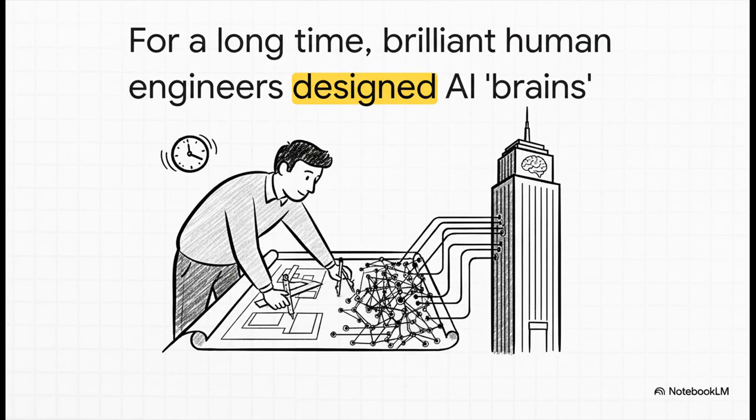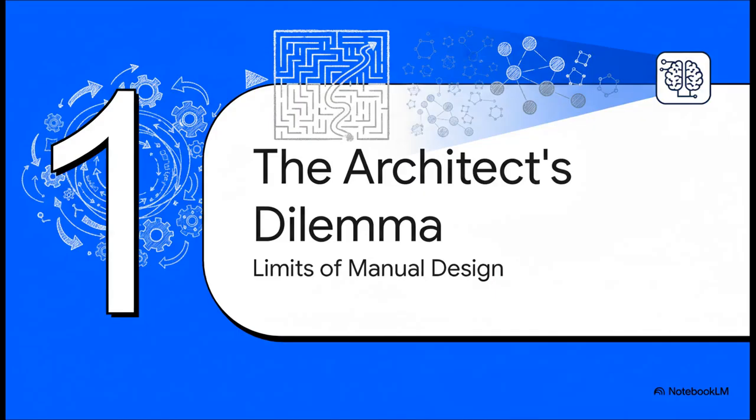Well, for the longest time, the answer was pretty straightforward. Brilliant human engineers. Think about it. Designing a neural network, the brain of an AI, is a lot like being an architect for some crazy futuristic skyscraper. It takes this deep expertise, a ton of intuition, and just countless hours of painstaking work to get all the pieces right. But here's the thing.